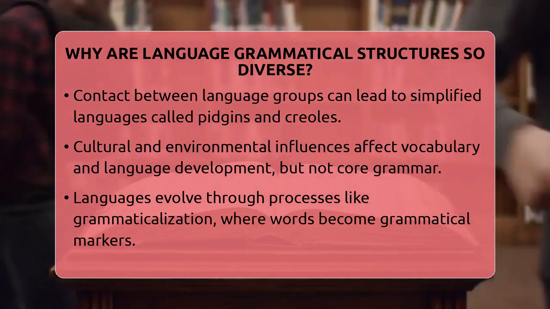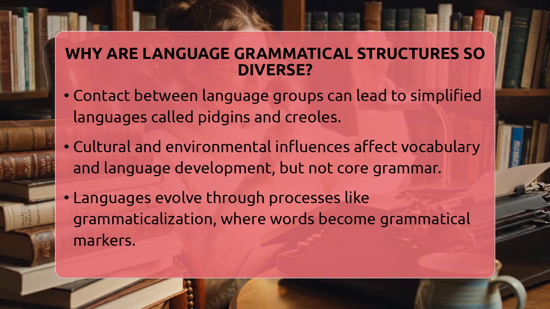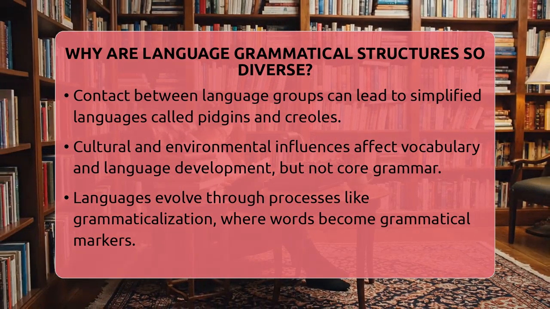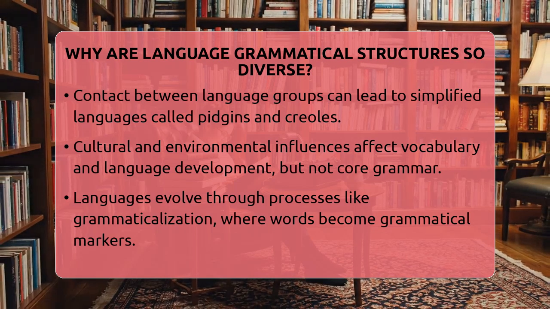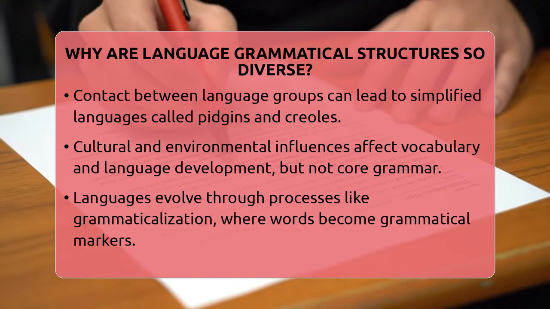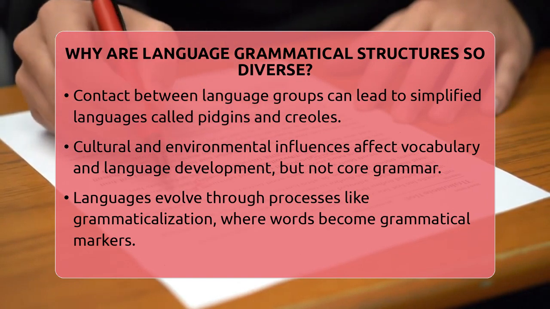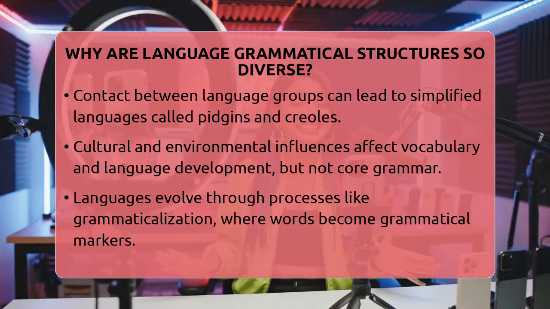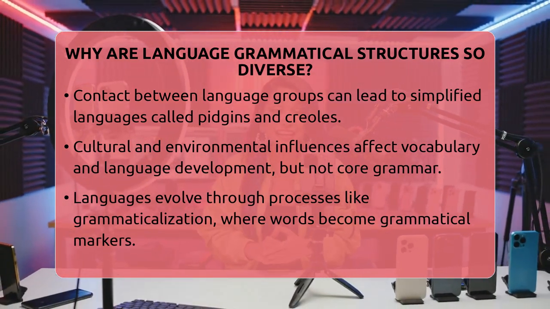Culture and environment also shape language. While culture does not directly decide grammar rules, it influences the words and concepts a language develops. For example, words related to technology or social identity can change how a language evolves. But the core rules of grammar are more about how people organize their thoughts and communicate.